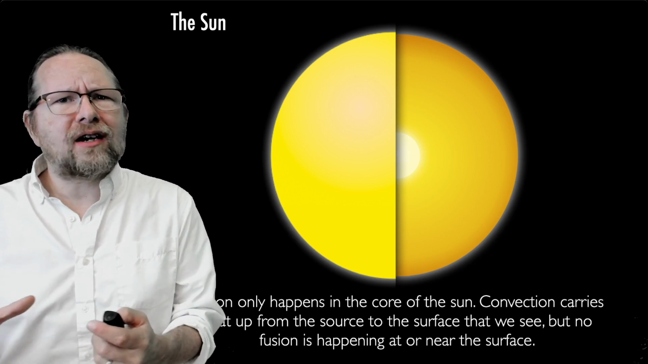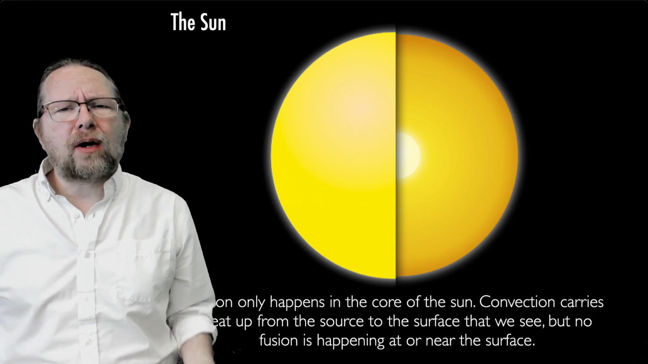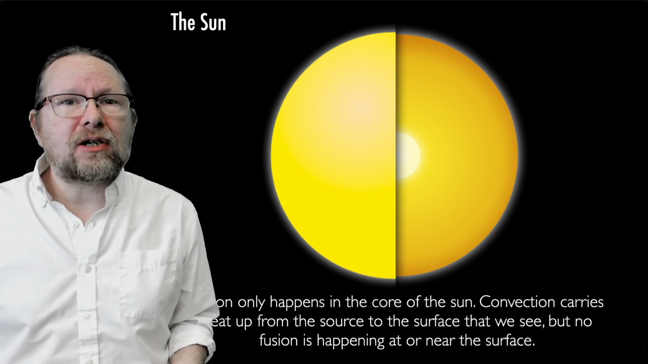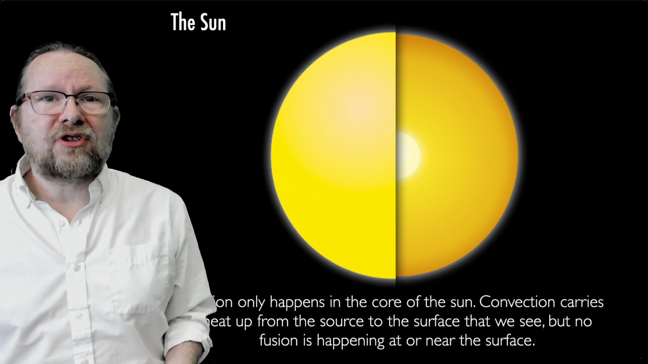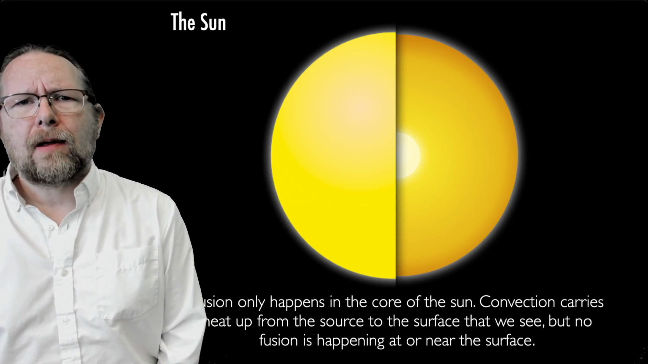The sun actually started a little dimmer and has gotten a little bit brighter since it first formed. But for the most part, when a star is a main sequence star, it fuses hydrogen into helium at a pretty constant rate and gives off energy at a pretty constant rate.